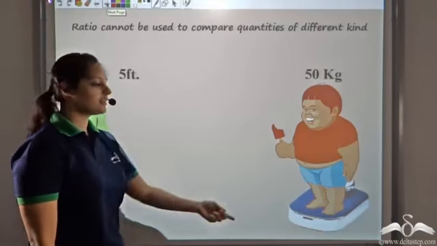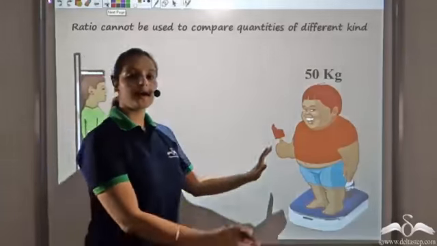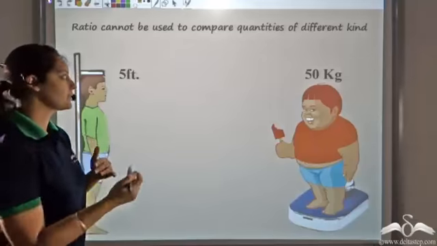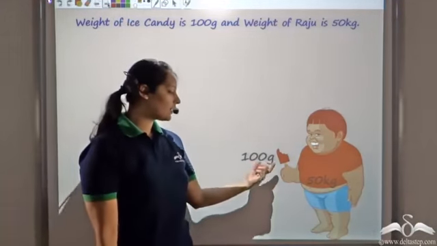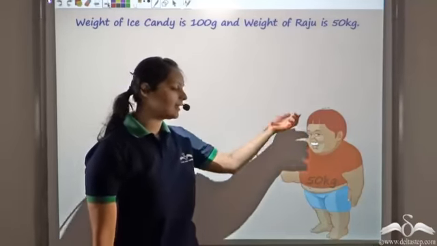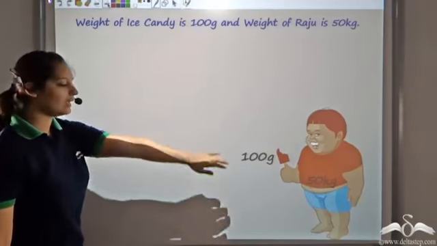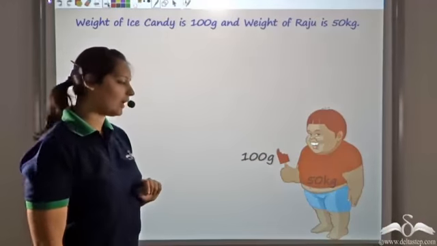This is height, this is weight. I cannot do that. I can either compare two heights or I can compare two weights, but not height and weight, not different kinds. So now let us try to compare two weights. So that is weight of the ice candy and weight of Raju. We know ice candy is 100 grams in weight and Raju is 50 kgs. So now let's try to compare these.